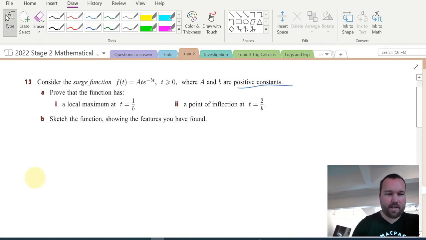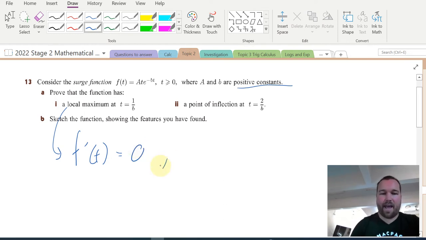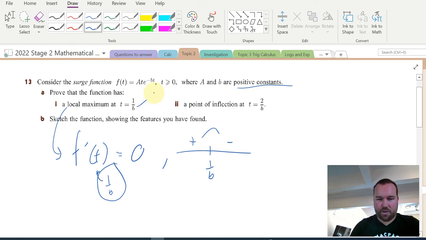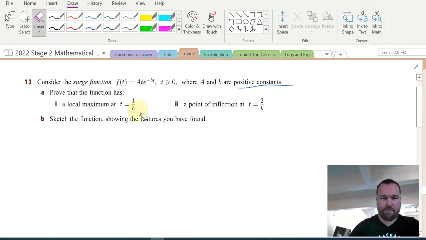So really what that is asking us to do is to show that f dash t, the first derivative of f(t), is equal to 0, and the sign diagram of f dash t at 1 on b, and you can sub in 1 on b there, is a maximum, so positive and negative, it looks like that. Right, that's our goal. We need to find when f dash t is equal to 0, and hopefully it's 1 on b, because that would prove it. And then we need to show the sign diagram is positive, negative, to show it's a maximum. So, let's jump into that.